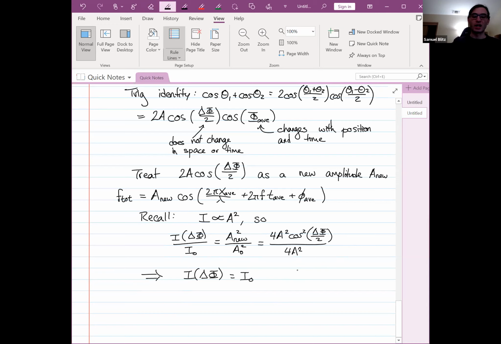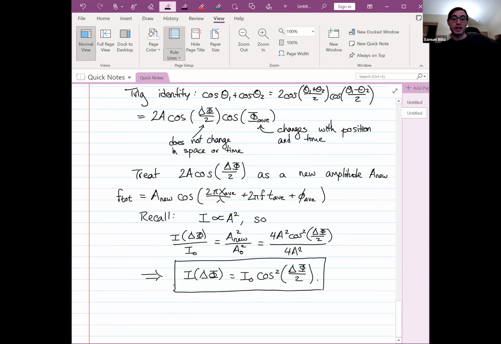We're moving the I naught over to the other side, times cosine squared of delta phi over 2. And so now you can check. And by the way, I know that was a lot of work to get there, but this is an important result. You can check that this matches with our intuition.